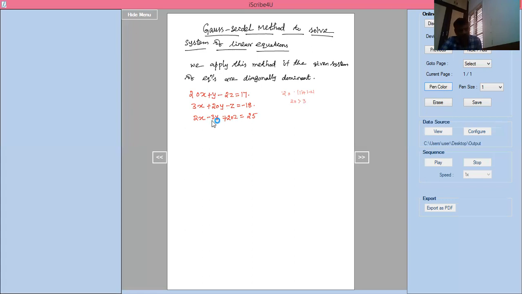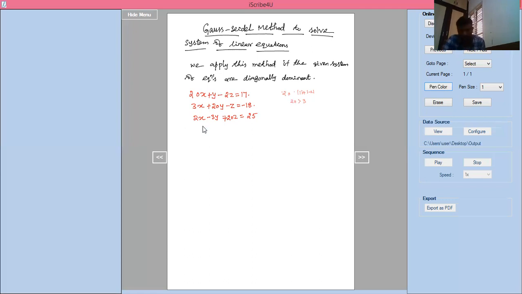The sum of the other two elements should be less than the diagonal element. Then we can say that the system of equations is diagonally dominant. In the first equation, the x coefficient is greater than the sum of the other two elements. In the second, the y coefficient is greater. In the third, the z coefficient 20 is greater than the sum of the other two elements. So now this system of equations is diagonally dominant.